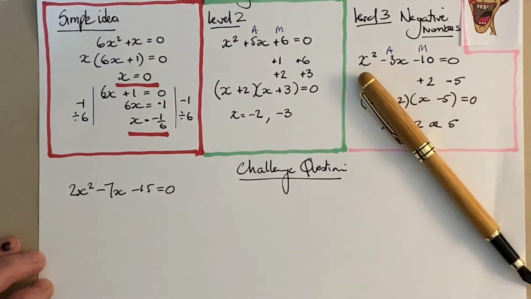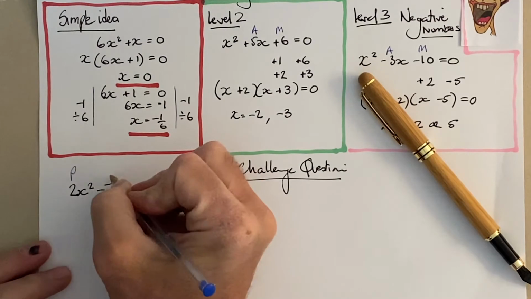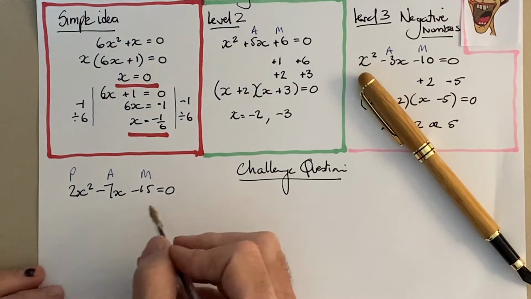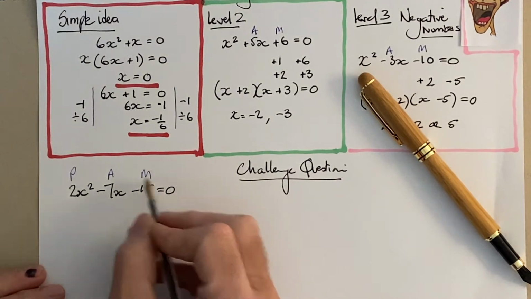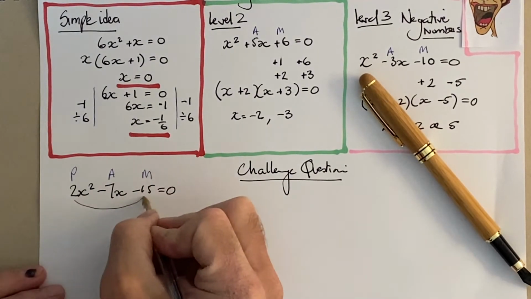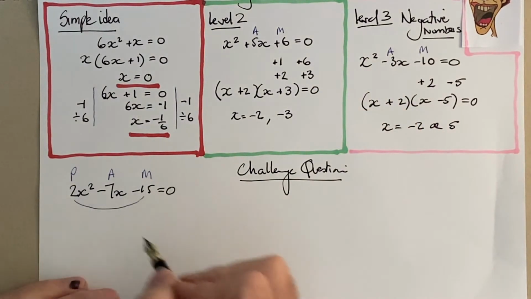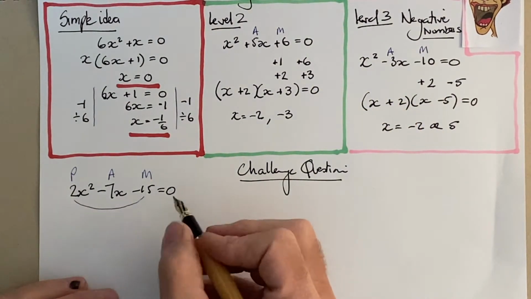Now for this one, slightly different. I have a p now here, a n. And so what I'm going to do is go on a slightly circuitous route. I'm going to look at values that multiply to make negative 30 this time. So I want values that make negative 30 that add together to make minus 7. So again, I want minus 30.